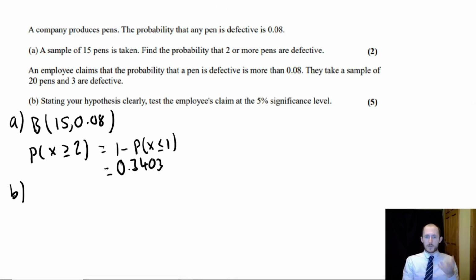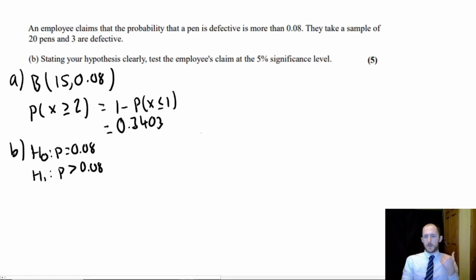An employee claims that the probability that a pen is defective is more than 0.08. They take a sample of 20 pens and 3 are defective. State your hypotheses clearly. Okay, so the null hypothesis is that nothing has changed. So the probability is indeed 0.08. The alternate hypothesis is that the employee is correct and that it's more than 0.08. So boom, 1 mark, done.